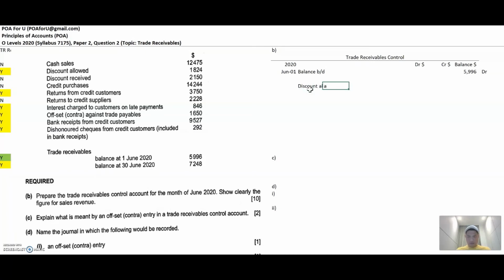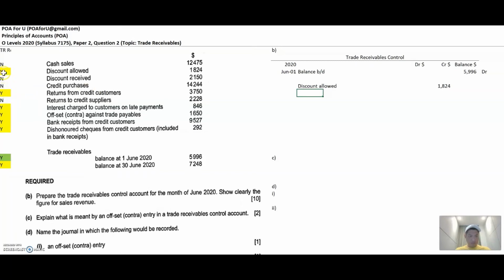Discount allowed, this entry will be debit discount allowed, credit trade receivables, because when you give discount, it would reduce your trade receivables balance, right? And trade receivables is a debit in nature item, so if you want to bring it down, to reduce your trade receivables balance, then it's a credit to this.